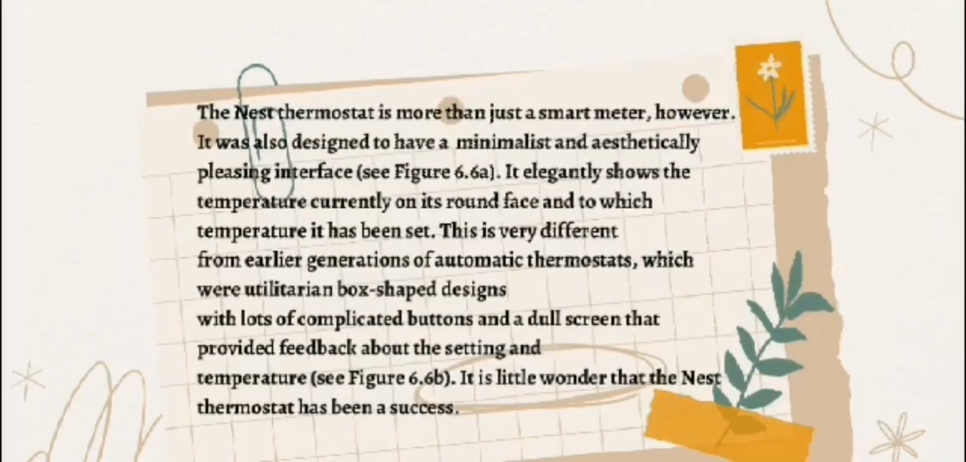The Nest thermostat is more than just a smart meter. It was also designed to have a minimalist and aesthetically pleasing interface. It elegantly showed the temperature currently on its round face and to which temperature it has been set. This is very different from earlier generations of automatic thermostats, which were utilitarian box-shaped designs with lots of complicated buttons and a dull screen that provided feedback about the settings and temperature. See Figure 6. It is little wonder that the Nest thermostat has been a success.